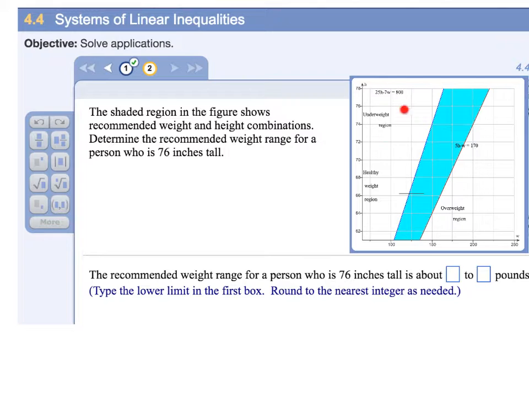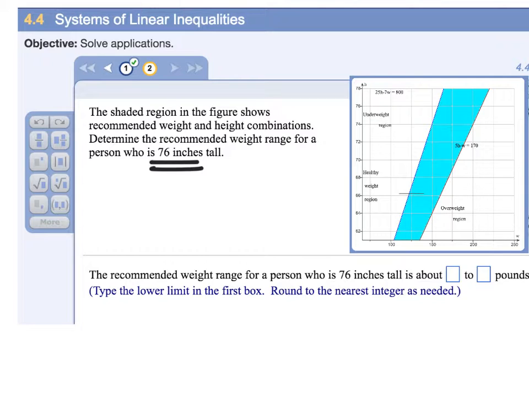And this thing over here means you're tall, but you're underweight because you're down here in the low weight section. Over here means you're too heavy for your height. And this shaded area means you are the perfect height-weight combination, right? Now they want us to figure out what is the weight range for a person who is 76 inches tall.